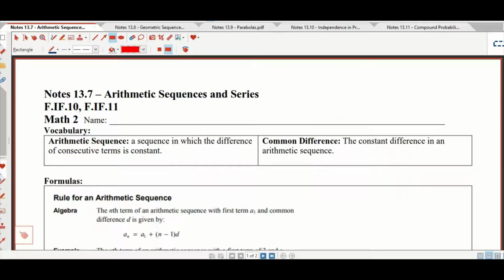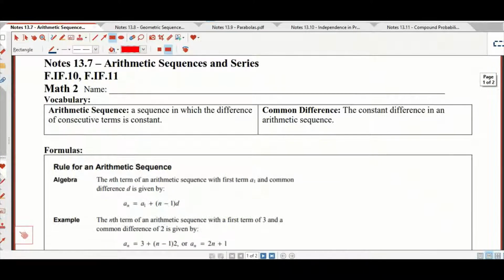This is Mr. P back again here with your Secondary Math 2 guided notes for section 13.7 of the honors segment, arithmetic sequences and series. Now, you might remember some of this from Secondary Math 1. We'll make sure we do a quick review.